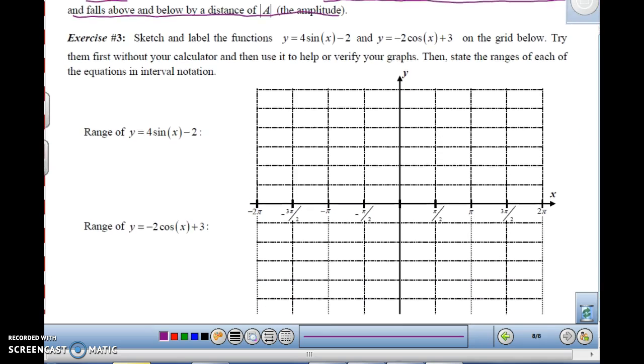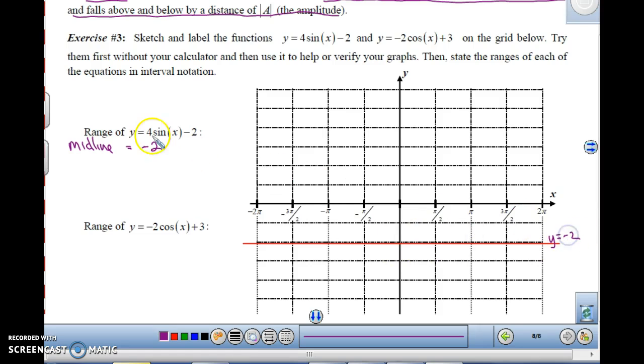Okay, so if we are looking for your function here, sketch and label the functions y equals 4 sine x minus 2 and y equals -2 cosine x plus 3 on the grid below. Try it first without your calculator and then verify it, and then state the ranges of each of the equations in interval notation. Okay, so let's do y equals 4 sine x minus 2. What is your midline? Okay, your midline will be -2. So I'm going to draw a horizontal line at -2. Here's -2. That's y equals -2, that's your midline.